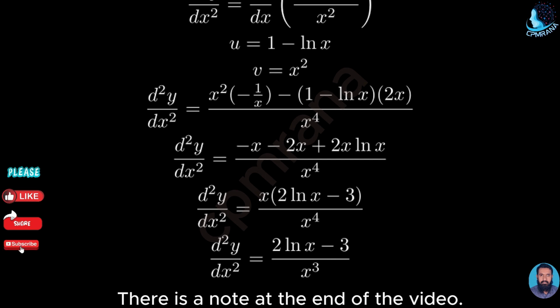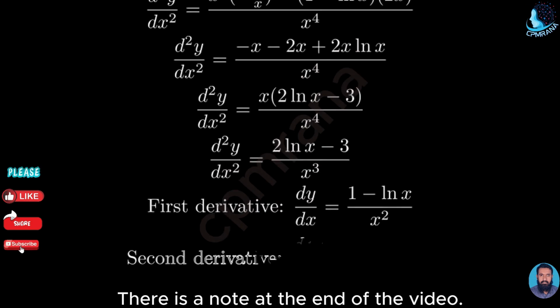And there we have it. We've found both the first and second derivatives of our original function. Let's review our answers. The first derivative is 1 minus natural log of x over x squared, and the second derivative is 2 natural log of x minus 3 over x cubed.